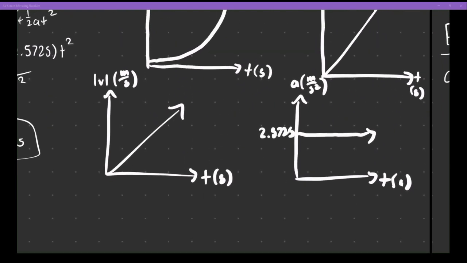And then finally the force versus time graph. I'll try to draw it down here. Force versus time. So F. Similar to the acceleration graph, it's just a straight constant horizontal line.